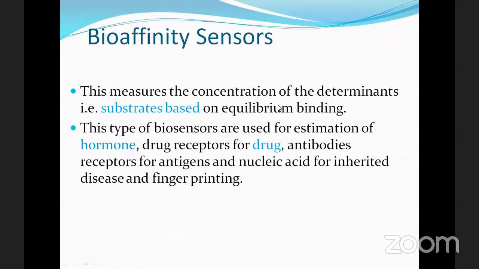The amperometric biosensor is used for the detection of glucose, alcohol, and lactic acid. The bioaffinity sensor is mainly used for the estimation of hormones and drugs. And the electrochemical workstation is mainly used for the electrochemical reaction to be measured and transduced into an electrical signal. These electrochemical workstations are computer-based equipment which will transduce these electrical signals into a graphical form.